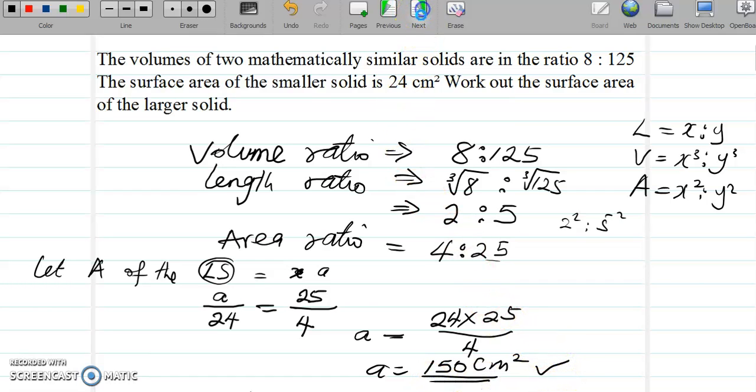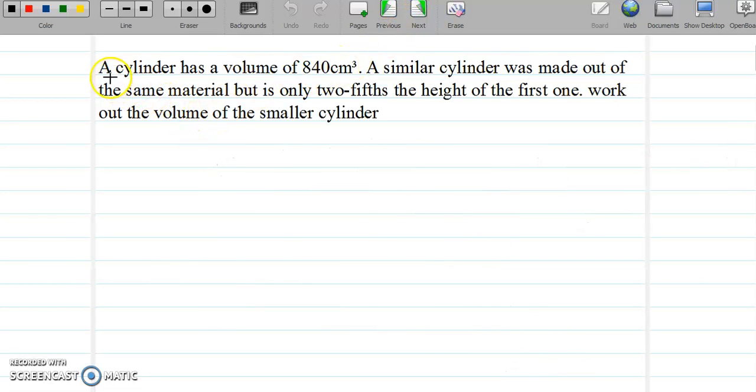Okay, now let's look at this final question here. This says that a cylinder has a volume of this, and a similar cylinder was made out of the same material, but is only 2/5 the height of the first one. Work out the volume of the smaller cylinder.